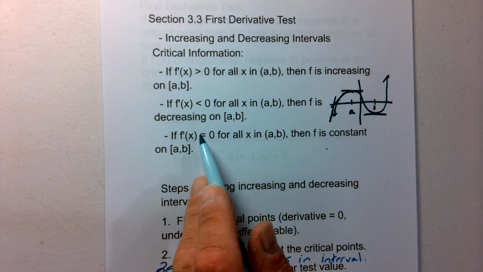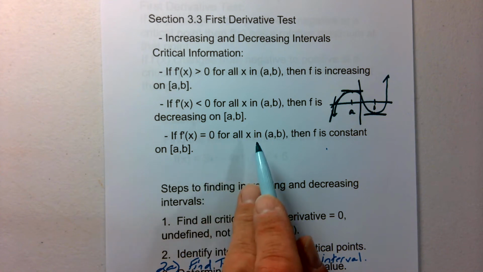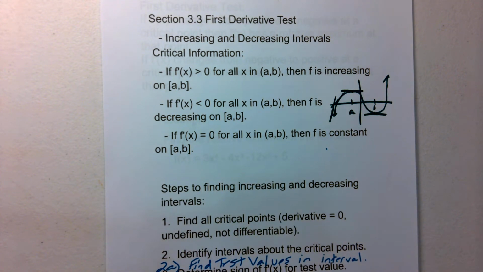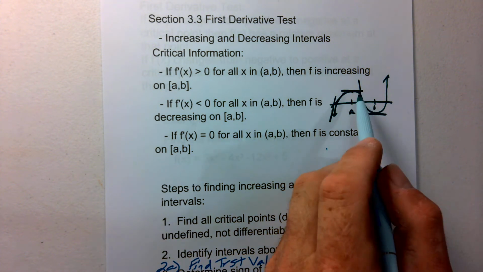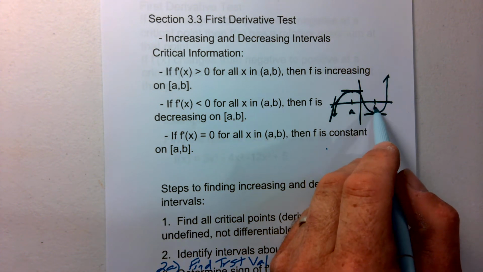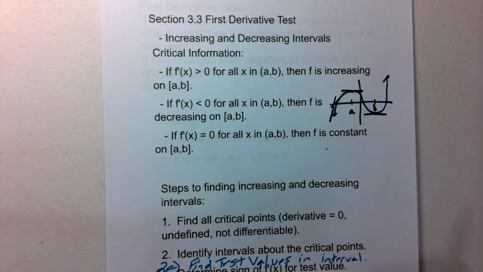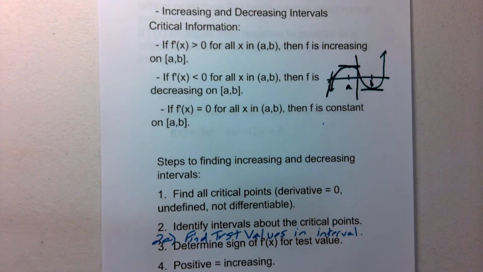Where we have f prime of x equal to 0, we're going to see that f is constant, or that there is no increasing or decreasing value. So we say that a and b were not increasing or decreasing at those points.